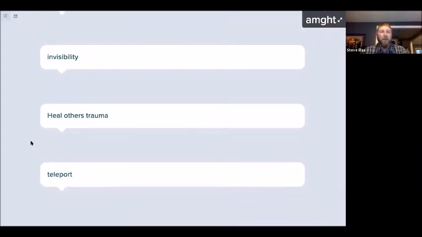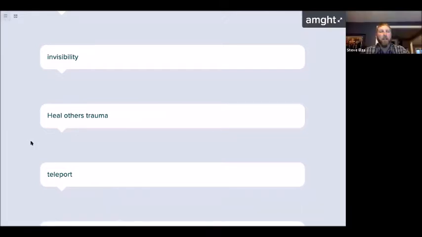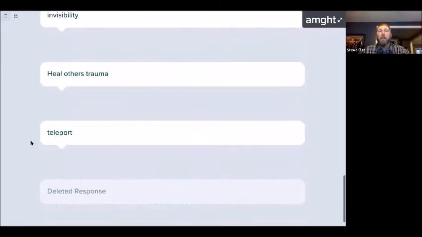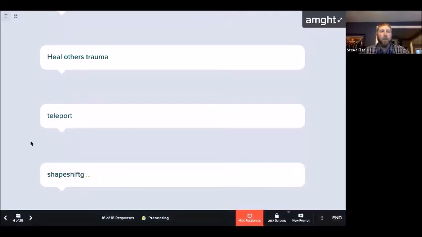Heal first trauma. The crazy part is that as we go through this tonight, I hope you get to see how, as educators and as a community that cares about people, we can't make that trauma disappear, but we can absolutely change its projection and what it does for people's lives. I really love that one. Heal others' trauma.